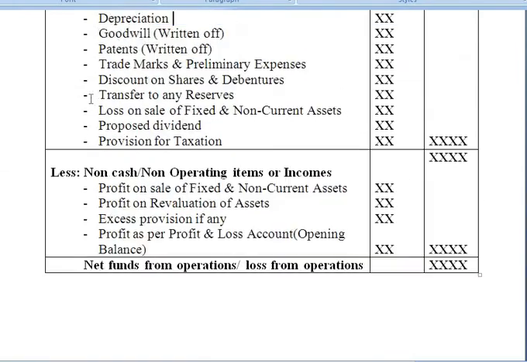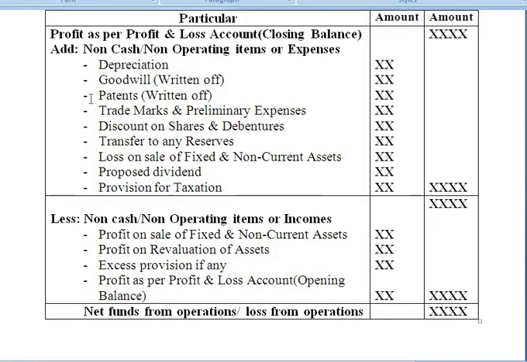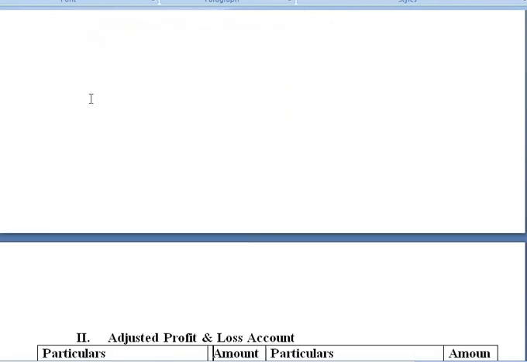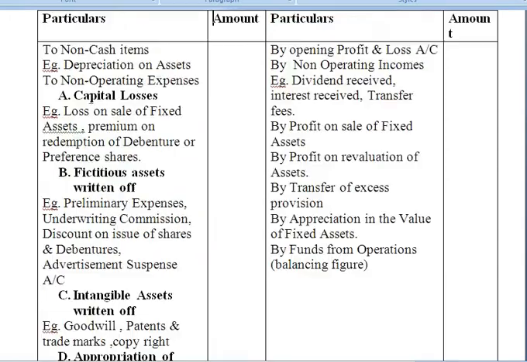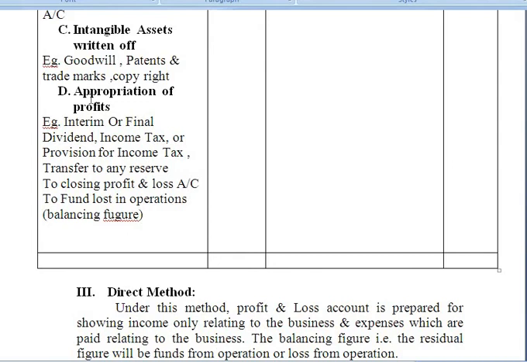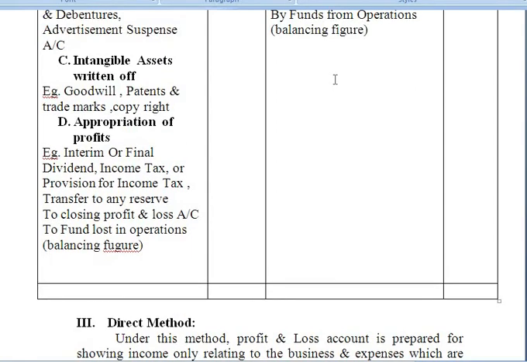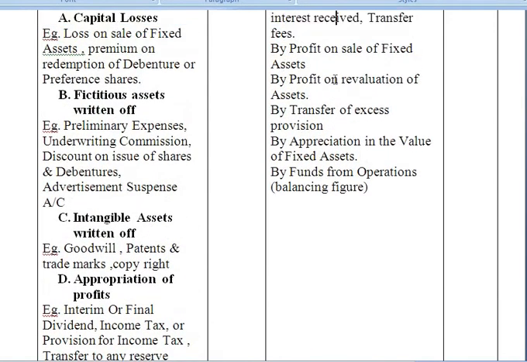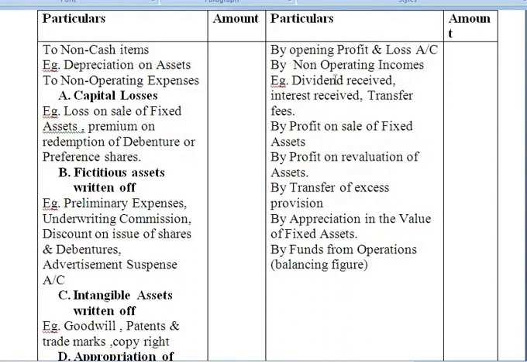Whatever expenses we have taken, those same expenses we write on the debit side of the adjusted profit and loss account. And then last we take the closing profit and loss account. After that we take all the non-operating incomes on the credit side of the adjusted profit and loss account. We make the total of both sides, debit side and credit side.